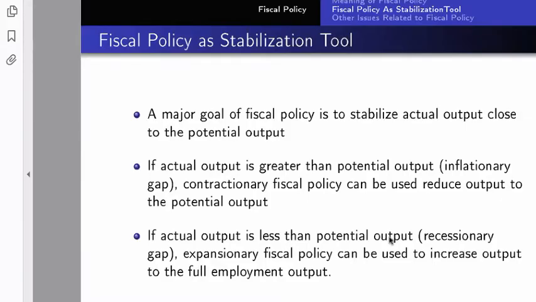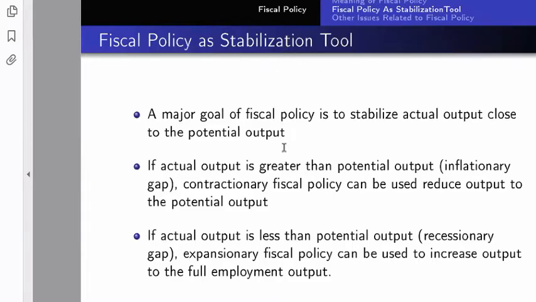So let's increase G, let's reduce T, so that we'll go back to what? The potential. Okay, so the AE line, Jude, is drawn 45 degrees. That's the 45-degree line. So on that line, aggregate expenditure is equal to income, all right? So that's how fiscal policy can be used as a stabilization tool.